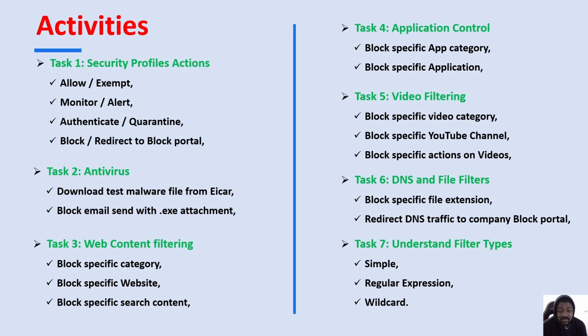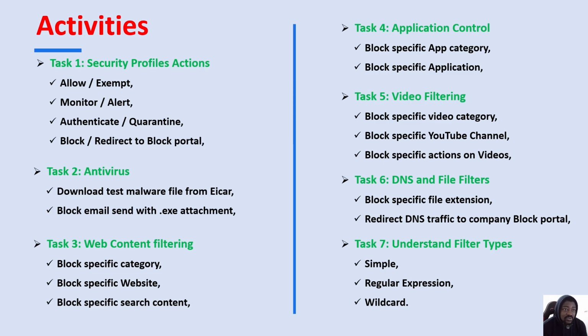In task 7, we'll see how we understand the different filter types. So sometimes people want to block a specific website, but they don't want to block everything. Let's say you want to block facebook.com, but you don't want to block facebook.com slash access to any other content. Or maybe you want to block facebook.com, but you don't want to block anything that comes after facebook.com. So we'll see the difference between blocking a simple expression, a regular expression, or a wildcard content. We'll see that at the end of this video.